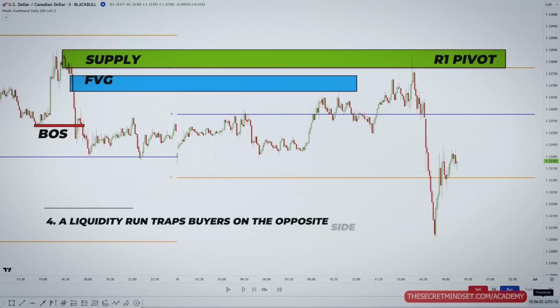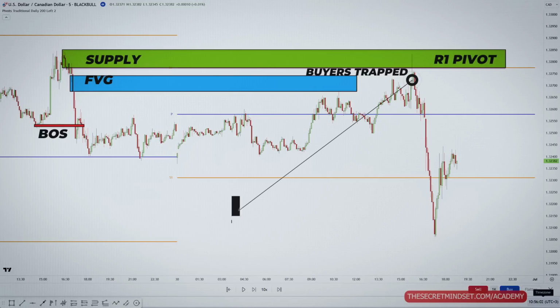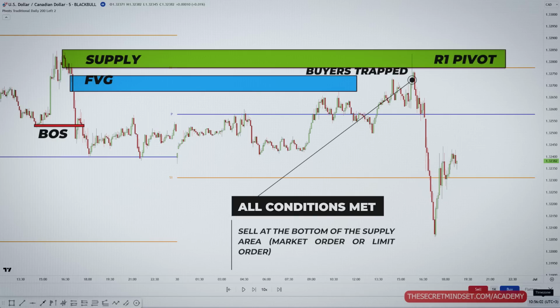And step number 4, a liquidity run traps buyers on the opposite side. As the price moves higher towards the supply zone and the pivot point, it triggers a liquidity run. Price experiences an upward surge, forms a double top, and takes the liquidity, temporarily trapping traders who had taken long positions in anticipation of an upward move. Combined with the supply zone rejection, the liquidity run results in a sudden decline in price, further validating the bearish momentum. As I said, you may not see the liquidity run on every setup, but it's a valid condition to have.